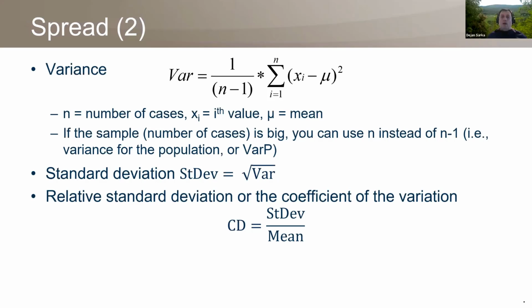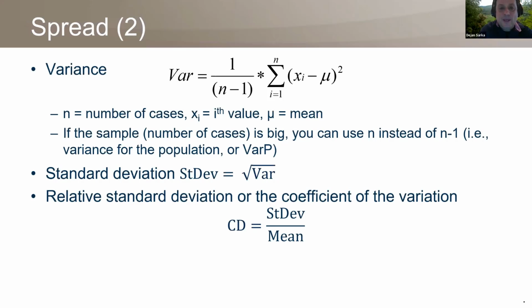For the population, the difference would be only in the first element. Instead of 1 divided by n minus 1, it would be 1 divided by n. And you can imagine that when you have a large sample, it really doesn't matter whether you use variance or variance for the population. Standard deviation is then the square root of variance. And this is the most general information about how spread out your variable is.